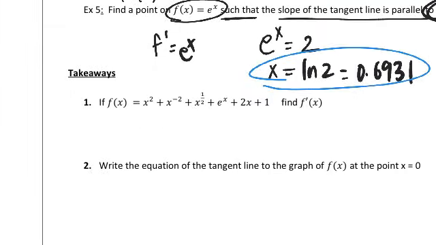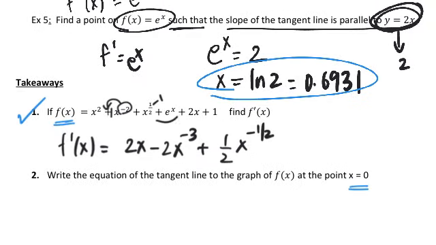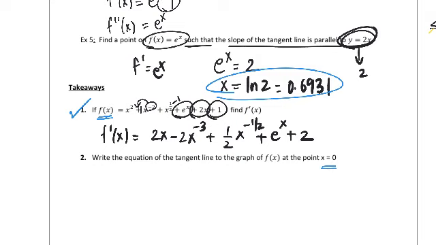Okay, last problem, or takeaways. So pause the video, see if you can differentiate this first one, and then see if you can write the equation of the tangent line to this f at the point x is equal to 0. Okay, so the derivative is just the power rule, so 2x, and then here, minus times a plus, this is like a plus 1, so you get minus 2x to the minus 3 plus 1/2 x to the 1/2 minus 1, right, which is negative a half. E to the x, the derivative is just e to the x. 2x, the derivative is 2, and the number goes away, no derivative, right? So that's my derivative equation.